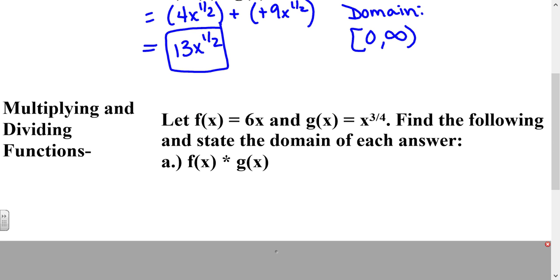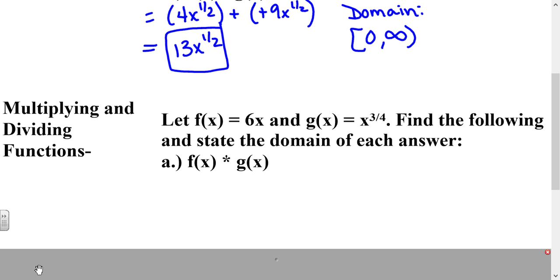Alright, let's try some more multiplying and dividing. So this time we've got some new examples. f of x equals 6x, and g of x equals x to the 3/4 power. So we're multiplying, so we're going to take 6x times x to the 3/4 power.